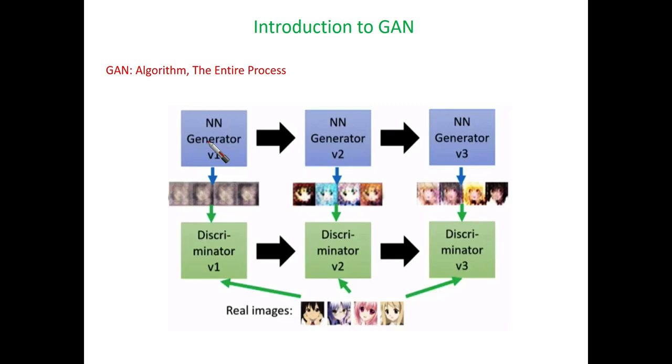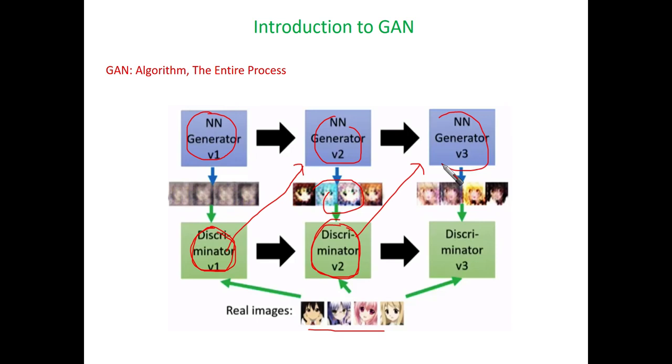Let's say in the beginning, this is the first version of our generator, which gives a poor image. Then the discriminator, based on this and the real image, learns to update its parameters, and it becomes the first version of the discriminator. Based on that, the generator learns, updates its parameters, becomes version 2, and produces a better quality image. Again, it is compared with the real image. With this image, the discriminator updates its parameters and becomes version 2. Then this goes to the generator, and the generator becomes version 3. Based on that, the discriminator also updates and becomes version 3. So in this way, it goes on.